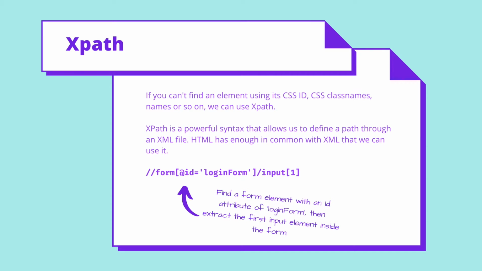What it does is it finds a form element with an ID attribute of login form. Then it extracts the first input element from inside the form. That is the first child element of the form that's of type input. So you can see here that XPath is really powerful. It allows us to define complex traversals through the DOM. That said, the other locators that we have are generally sufficient for our use cases, and we don't find ourselves using XPath all that often.